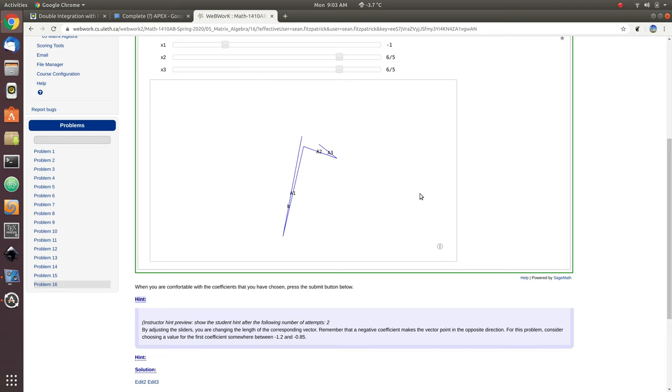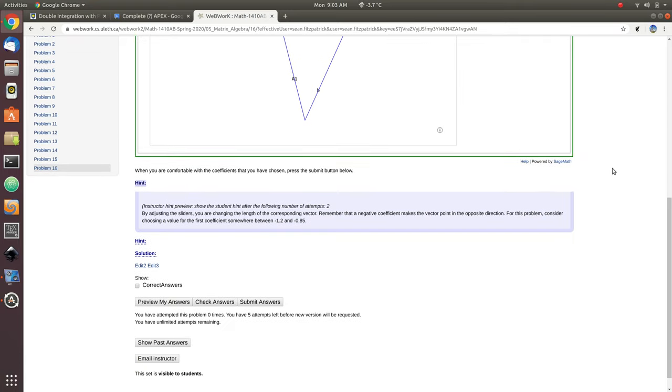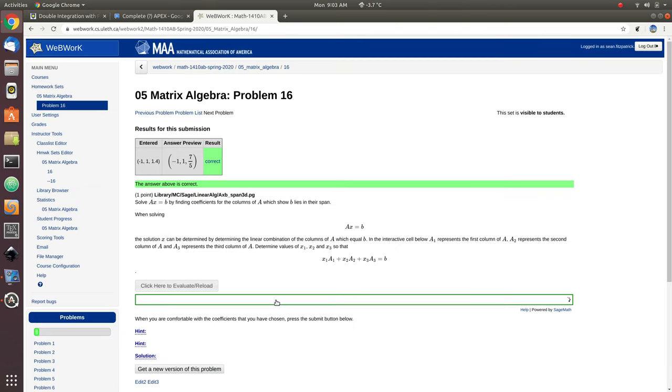Okay. That's looking good. Actually, you can see we're pretty close. Right? It looks like I need to make A3 a little bit longer and maybe A2 a little bit shorter. So I'm going to make this one bigger. I'm going to make this one smaller. And look, they join up, right? So once you get them to actually join up like that, then you've got it set. And you go down and you submit answers, and it'll tell you that you're right.